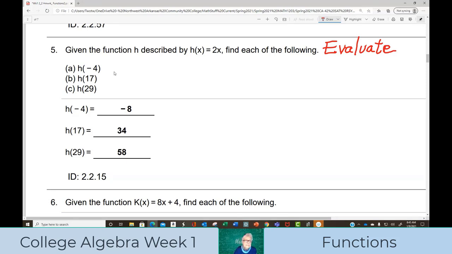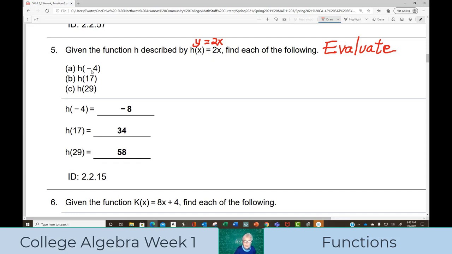Okay. Here we have h of x equals 2x. Remember h of x, f of x, b of x, z of x. They're all just ways of writing y. So you could just write this y equals 2x. But more and more, you're going to be writing using function notation, and this is called function notation. And remember, you say h of x. It doesn't mean that h is being multiplied by x. It means that y is being calculated for a particular x.